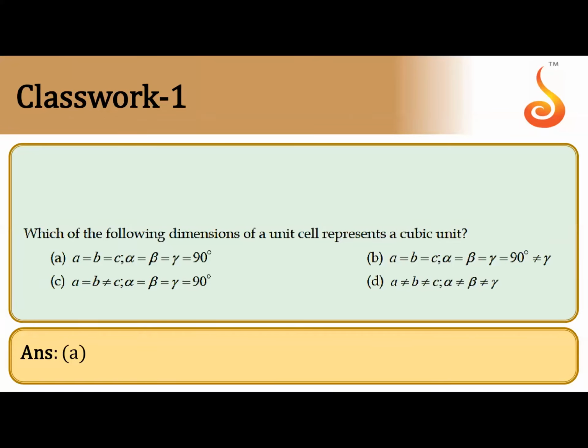Question number 1. Which of the following dimensions of unit cell represents a cubic unit cell? All of you should know the details of 7 crystal systems. For a cubic unit cell, a equal to b equal to c and alpha equal to beta equal to gamma equal to 90 degrees. This is the answer. So if you look at it, option A will be the correct answer.